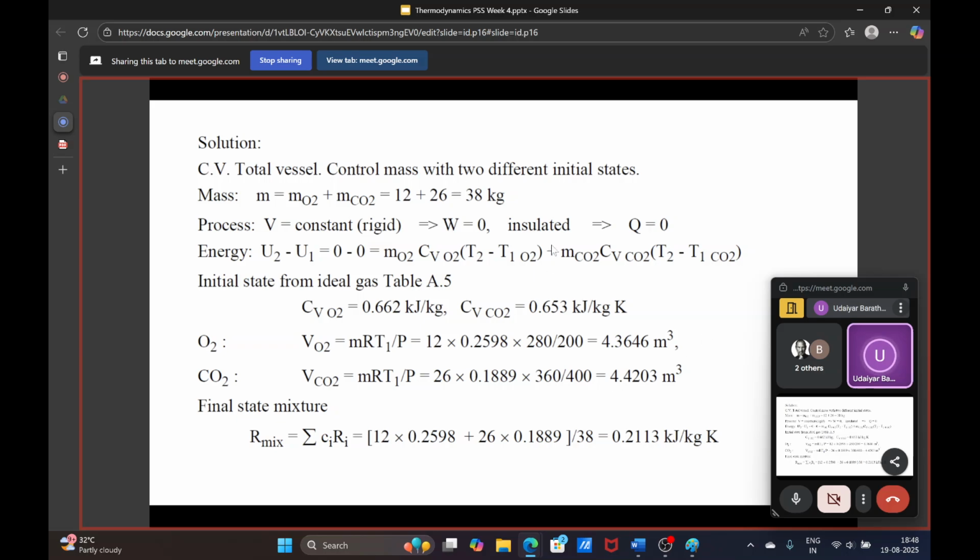Since this whole process is in a closed system and there is nothing going in and going out, the work done is 0, and there is no heat transfer to the surroundings, so delta U should be 0. So U2 minus U1 is 0. Your initial internal energy is equal to the final internal energy. Rearranging this, we get m of oxygen Cv of oxygen into (T2 minus T1 of oxygen) plus m of carbon dioxide Cv of carbon dioxide into (T2 minus T1 of carbon dioxide). So we know mass, we know Cv, we can estimate temperature.